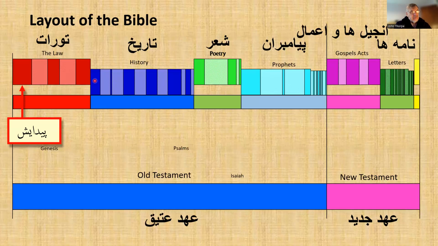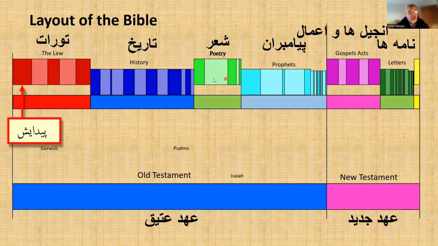So it makes it easier for you to know what the prophet Isaiah, for example, is writing about, because you know what was happening when he was writing.